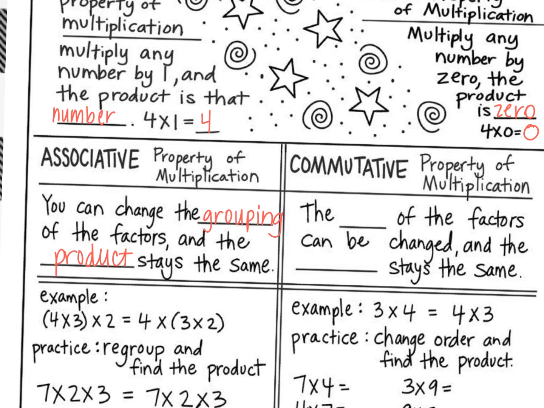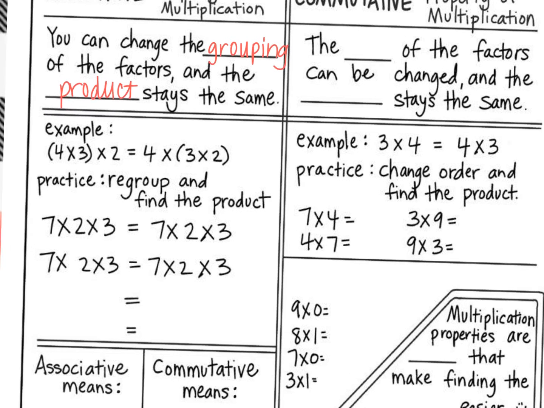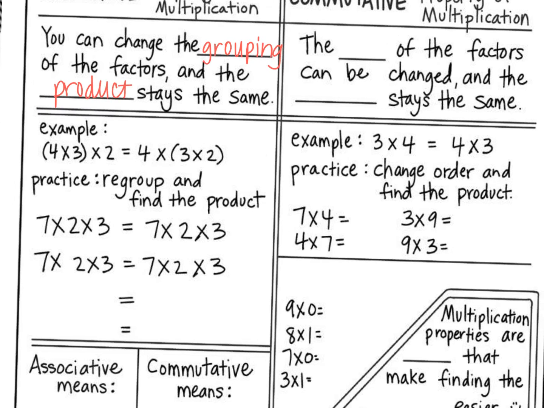What does that look like? Usually it involves parentheses. Okay? So look straight below there. I have an example of the associative property. I have parentheses, 4 times 3, then times 2. It tells me that that should equal 4 times, parentheses, 3 times 2. Okay, well, what do I know about parentheses? Parentheses tell me that I need to solve whatever's inside of them first.